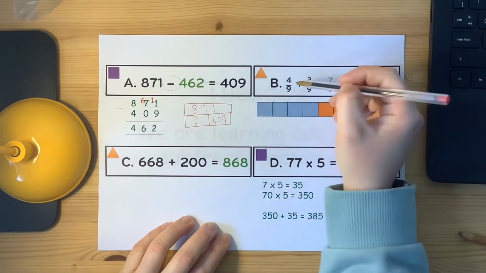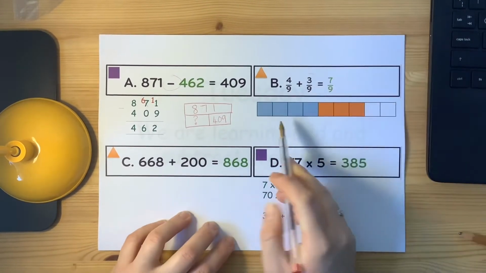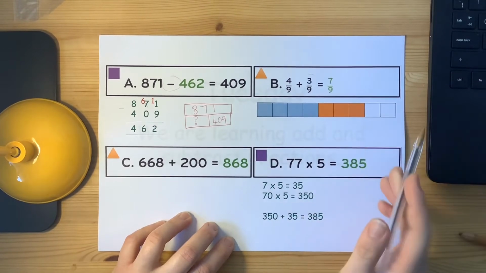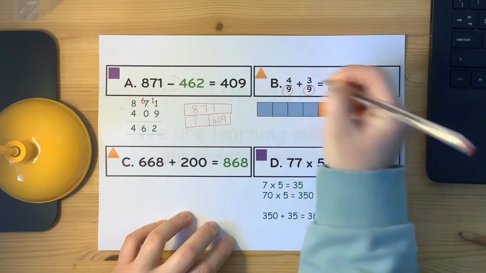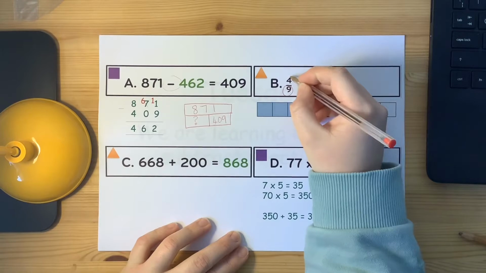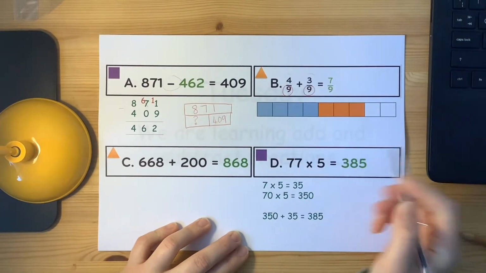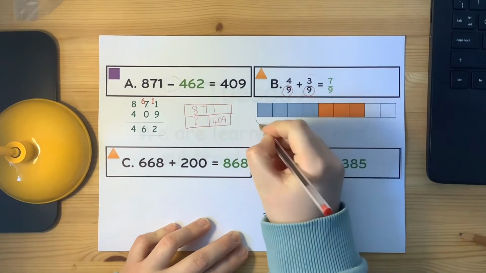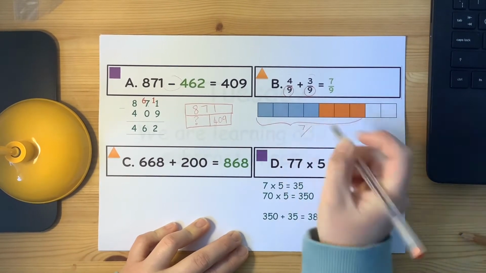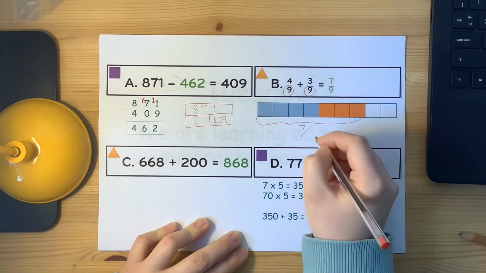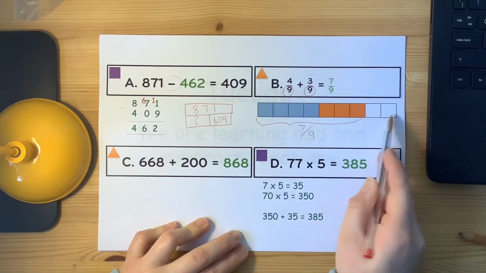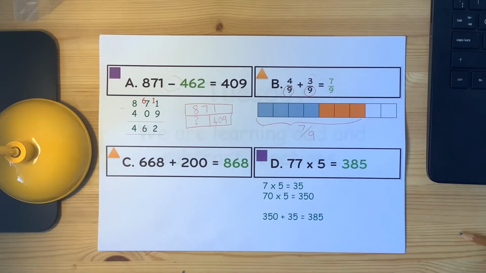Then B, we've got 4 ninths and we're adding it to 3 ninths. So the way I did this was I drew a bar which had 1, 2, 3, 4, 5, 6, 7, 8, 9 whole parts, because my fraction tells me that I have 9 equal parts. Then I did my 4 parts, 1, 2, 3, 4, adding to 3 more parts, and that gave me in total 7 parts out of 9, because the whole is made up of 9 parts, so I have 7 out of my 9. So well done if you got 7 ninths.